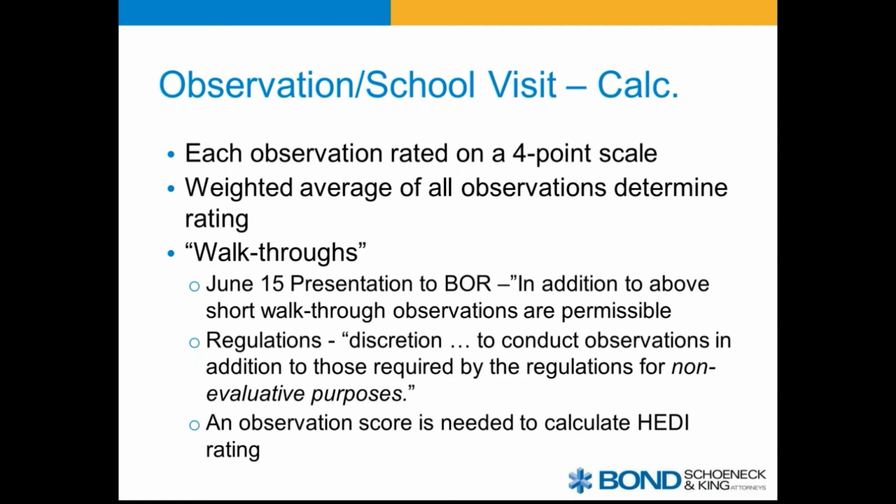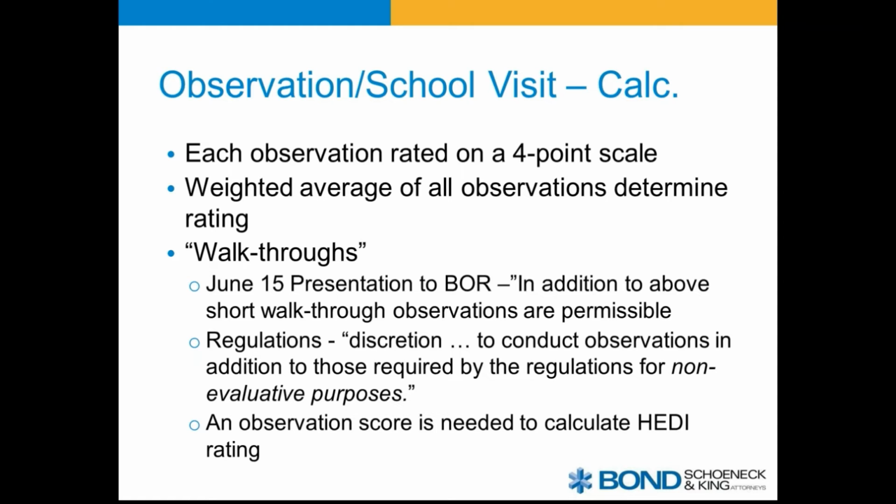The cut scores also need to be negotiated within the ranges that are set in the regulations. To be highly effective, the minimum observation score has to be 3.5 to 3.75, and the maximum score obviously would be 4. To be effective, the minimum observation score has to be between 2.5 and 2.75. The maximum score would have to be between 3.49 and 3.74. To be developing, the minimum observation score would have to be 1.5 to 1.75. The maximum score would have to be 2.49 to 2.74.